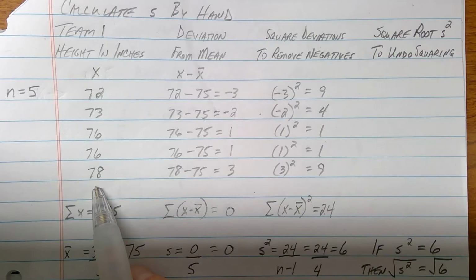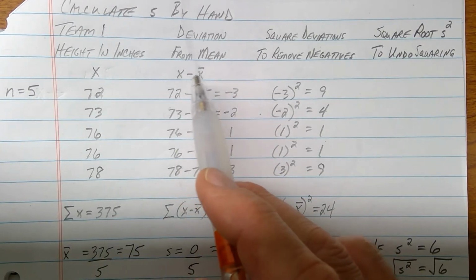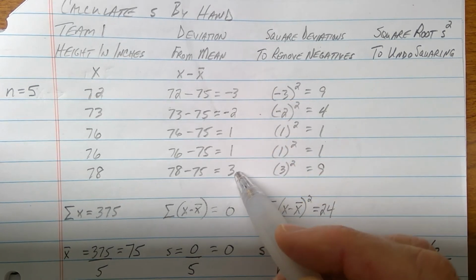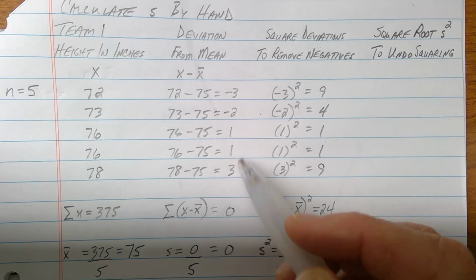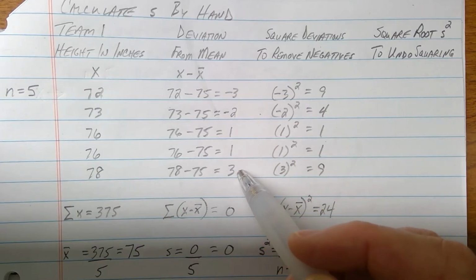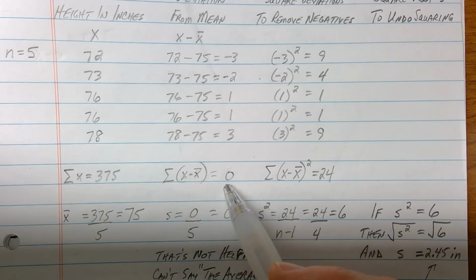Same thing with this one, and this person here is 3 inches above average. So if I want a standard deviation, these are my 5 deviations. If I want a standard deviation, that's another way of saying I want to average these deviations. Well, to average these 5 deviations, I would add them up and divide by 5. But look what happens. When I add them up, they turn into 0.